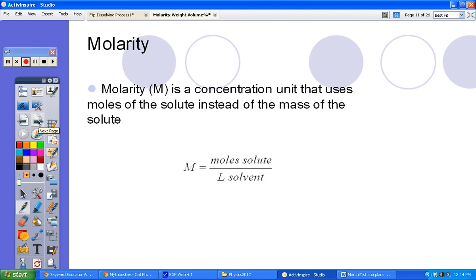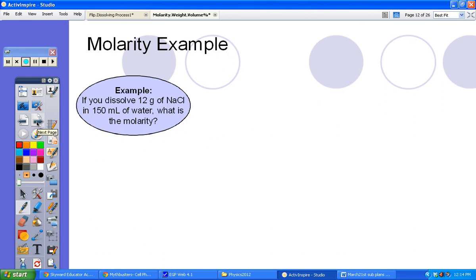Now, what we're most concerned about is molarity. And that's moles of solute per liters of solvent. So molarity, M, a lot of times represented with a large M, or sometimes it's M underlined. It's a concentration unit that uses moles instead of mass. And we use moles because we know how many molecules we have, which is really important for chemical means.